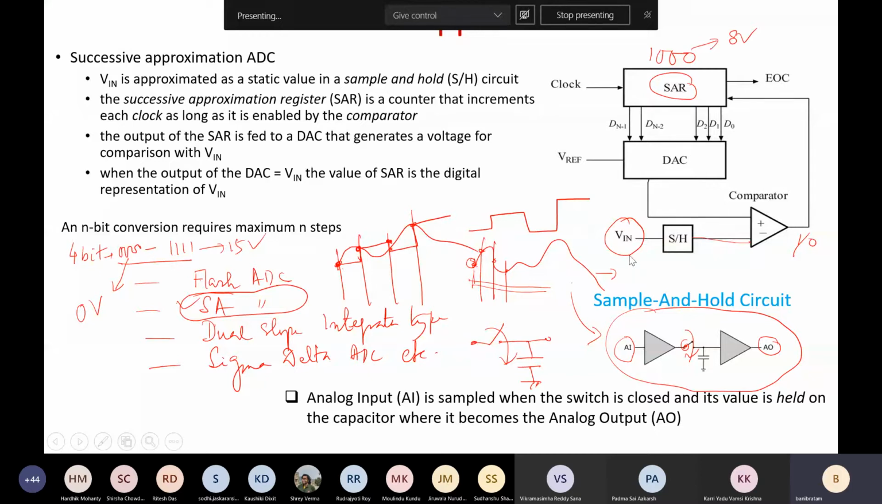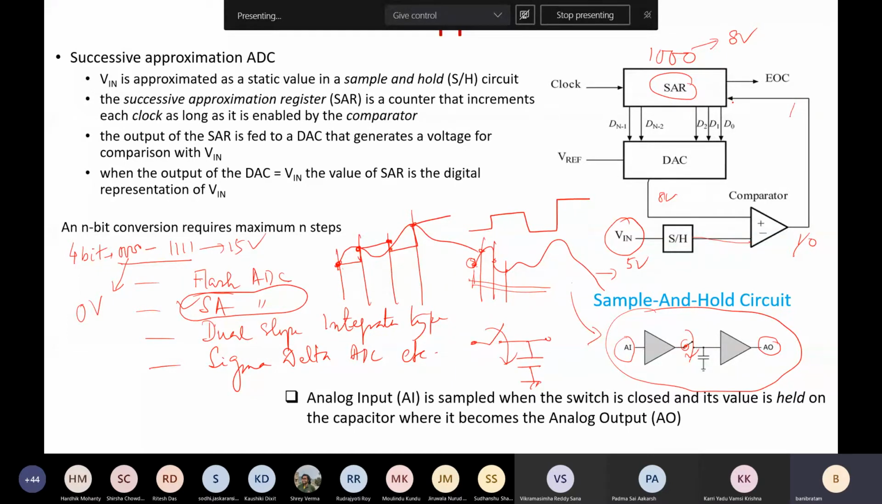Now suppose V in is, for example, 5 volt. So the 5 volt will be discretized here, right? And here initially 8 volt is stored. So 1000 will be stored, it will be converted through the DAC, and the corresponding voltage will be 8 volt, right? So this 8 volt and 5 volt will be compared, and it can see 8 volt is more. So here you will get logic 1, is it not?